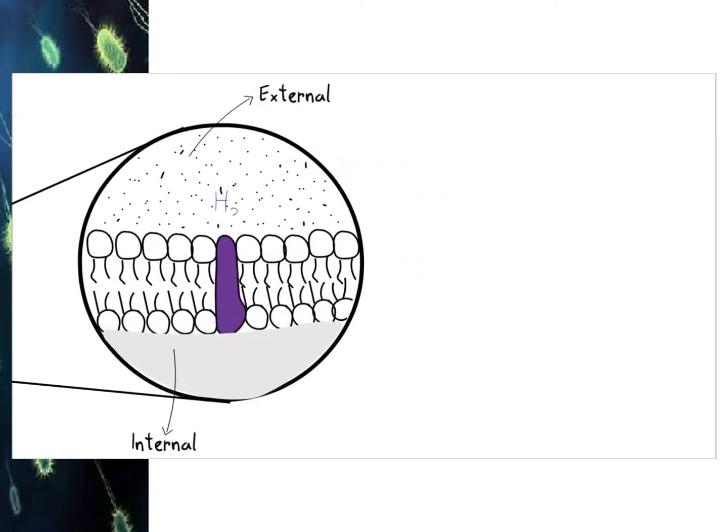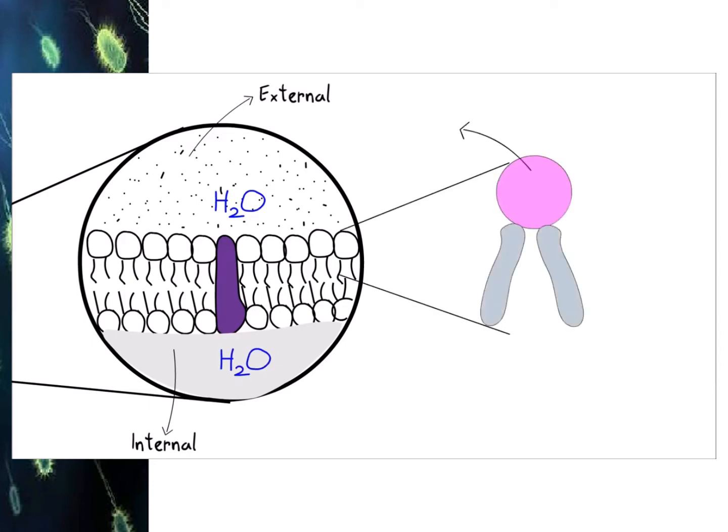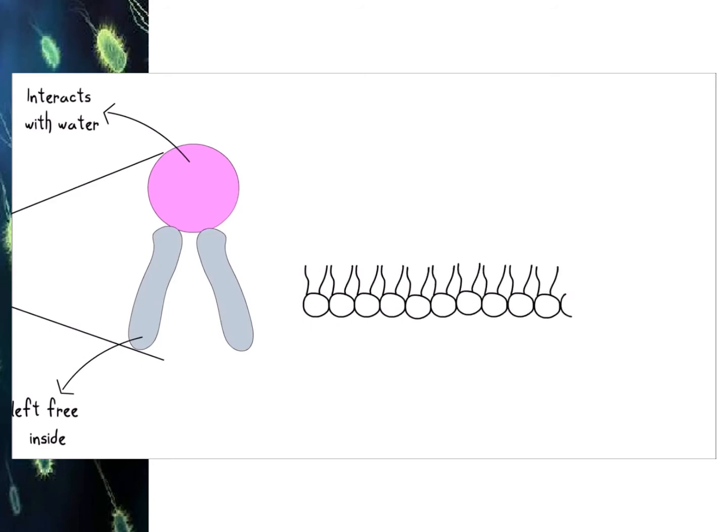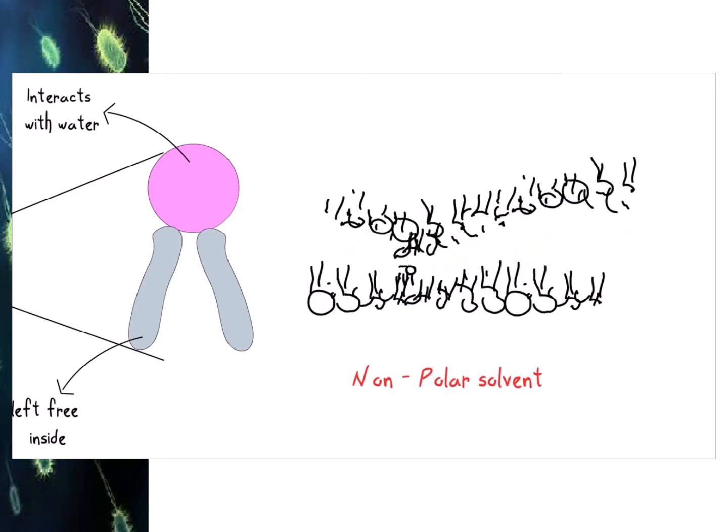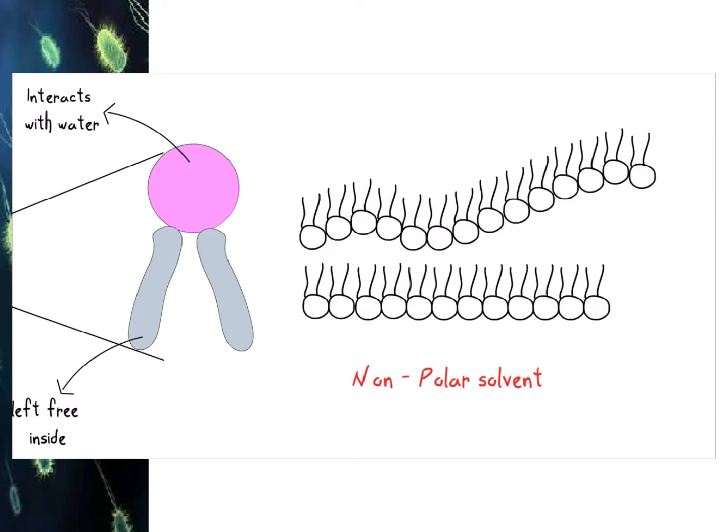The reason for this arrangement is that the internal and external environments of the cell are aqueous solutions in many cases. And the polar end being hydrophilic, it always interacts with water. And the nonpolar ends are left free inside. This is the reason why, in a nonpolar solvent, this condition may get reversed, and as a result, the membrane gets damaged.